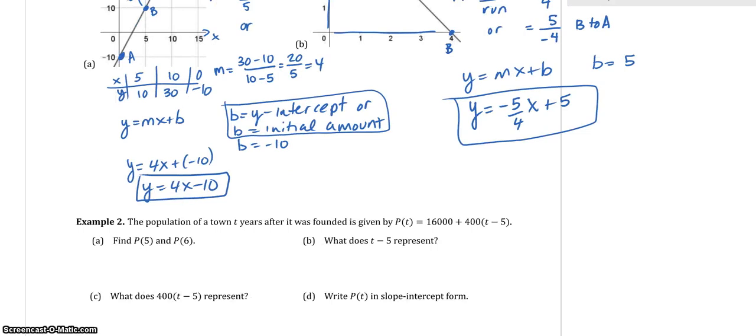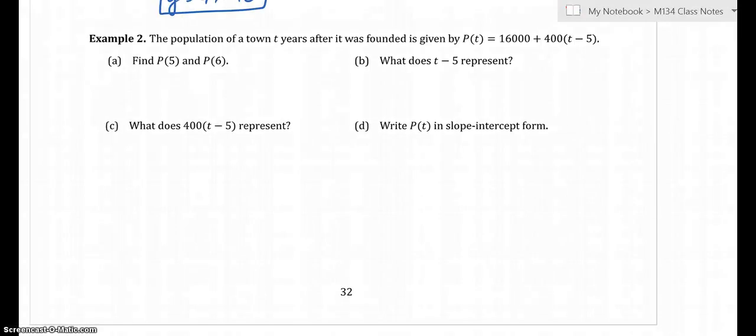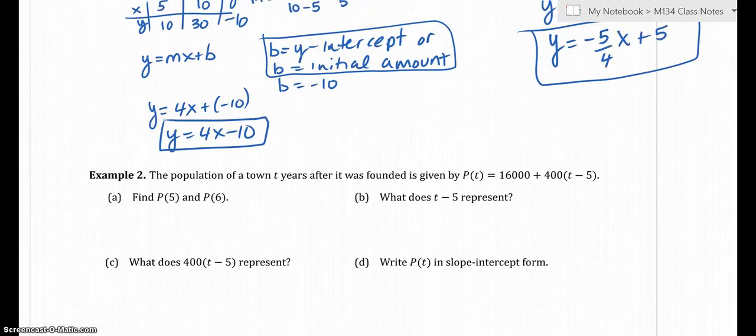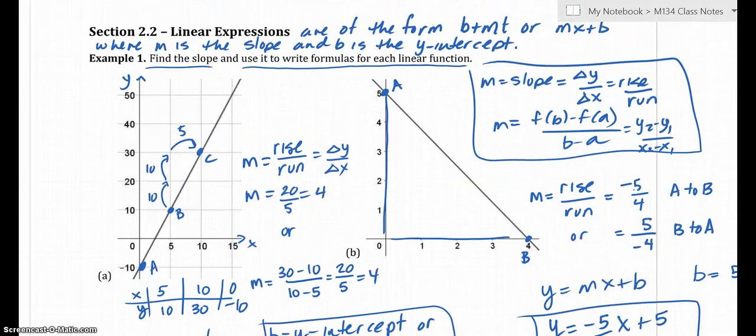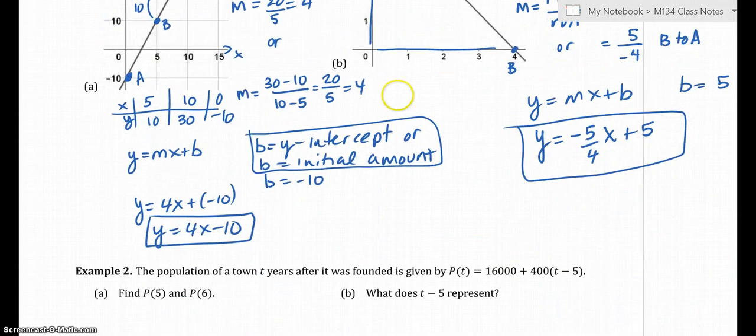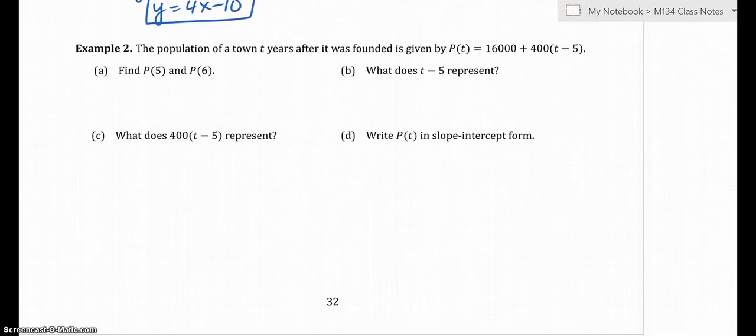Okay, let's go and try example 2. Example 2 says the population of a town 2 years after it was founded is given by this formula. That is not our y equals mx plus b formula. This is going to be another form that we're going to learn in this section. It's going to be called the point slope form. Slope intercept form is what we saw up here. We'll write that down in a minute. But this up here was the slope intercept form. This is going to be the slope point form. And like I said, we'll see that in a minute.